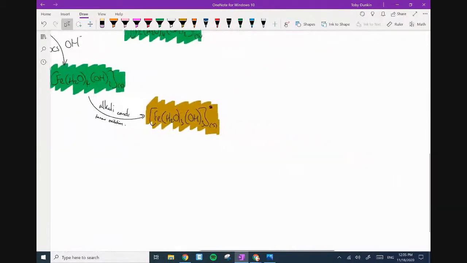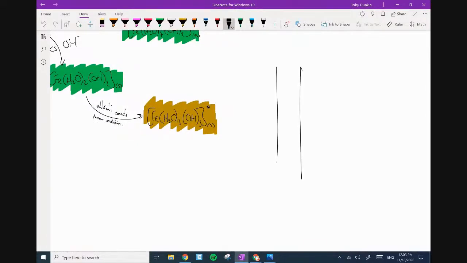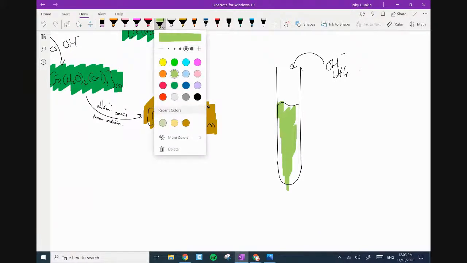Cool, so that's gone through an oxidation process. And by the way, it happens at the surface. If you have this in a test tube, you've got your pale green solution at the beginning. You add your sodium hydroxide a little, your OH minus a little, and you form this snot green precipitate.